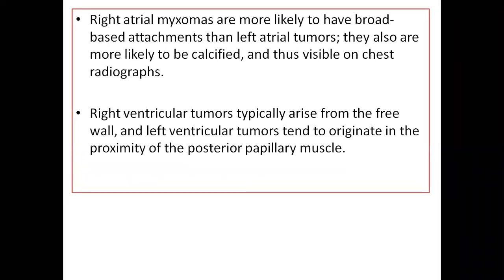Right atrial myxomas are more commonly broad-based in attachment, and they are also most likely to be calcified, which is helpful to be seen on chest X-ray. Right ventricular tumors typically arise from the free wall, and left ventricular tumors tend to originate from the posterior papillary muscle, proximally.